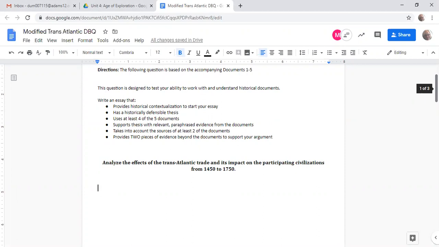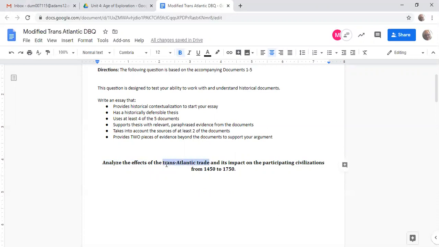So the first thing I need to do is break down this prompt and make sure I know exactly what it's asking for me to do. So analyze the effects basically means to identify what the effects were and explain why those effects happened. So that's a super important part of this prompt. And then I have to ask myself, well, effects of what? Well, it's the effects of transatlantic trade.